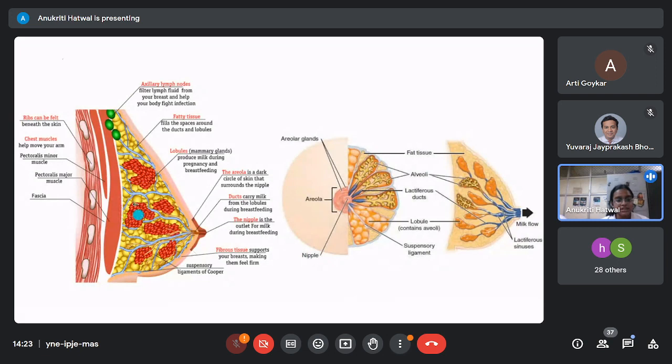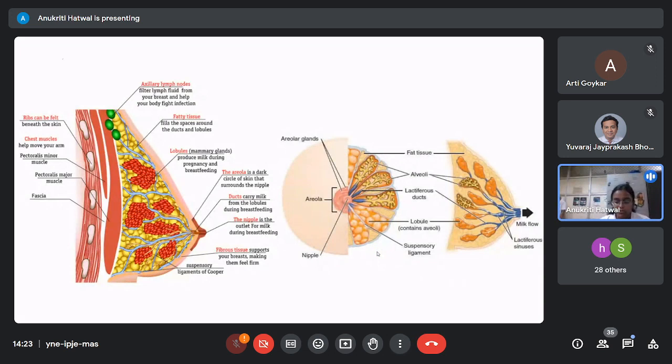What is the stroma? The stroma is the main supporting framework. It has two parts. The fatty part forms the main bulk of the gland, whereas the fibrous part forms the septa known as the ligaments of Cooper. These ligaments of Cooper are responsible for keeping the breast upright by adhering the skin and the gland to the pectoral fascia.